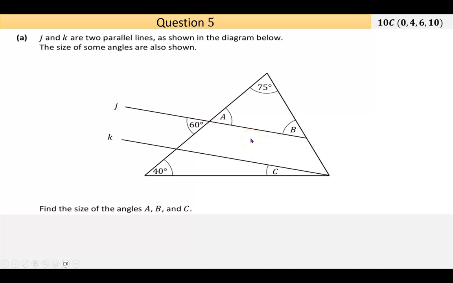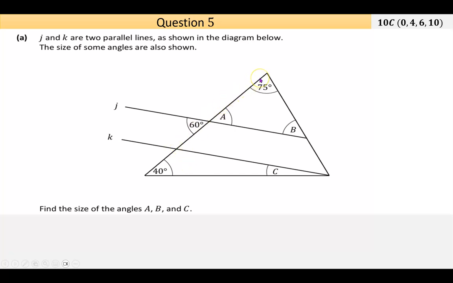The sizes of some angles are shown, and it intersects with other lines. We're not given any labeling, and we're asked to find the size of the angles A, B, and C. Now I know that there's a triangle here, and that all three angles will add to 180. I see down here there's a different triangle. Again, all three angles will add to 180.